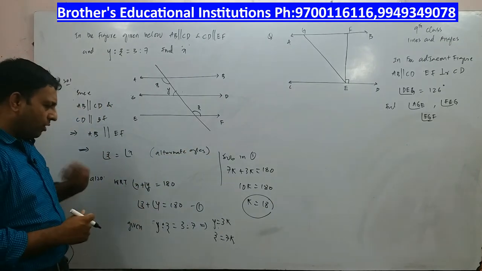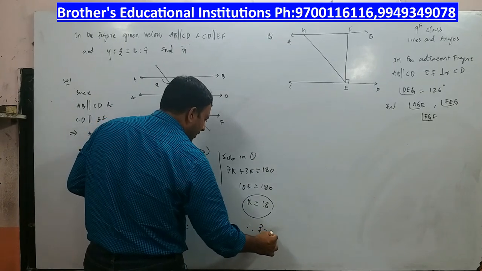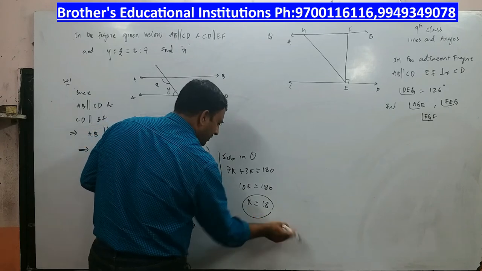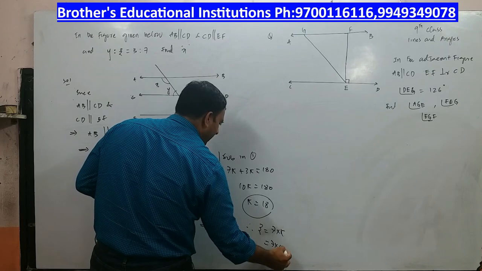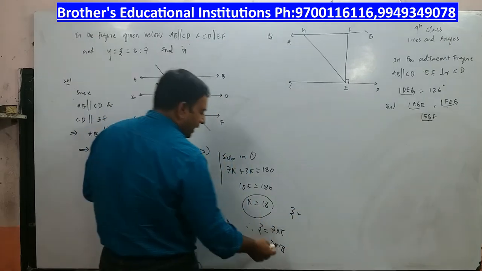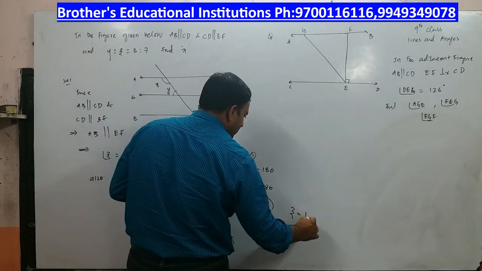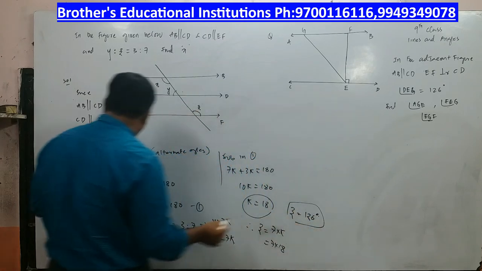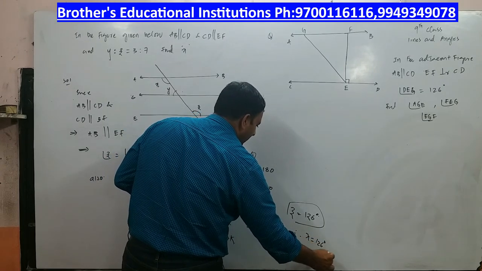Now tell me what you want. You have to find the value of X. X is nothing but Z. Z is equal to what? 7K. So Z is equal to 7 into K, so it is 7 into 18. 18 sixes are 108, 18 eights are 144, 18 sevens are 126. So Z is equal to 126 degrees, but Z is equal to X. Therefore, X is equal to 126 degrees.